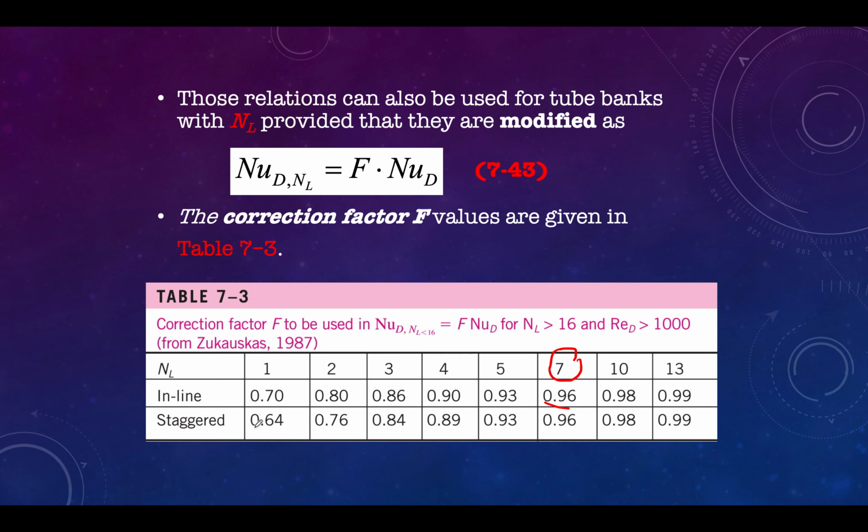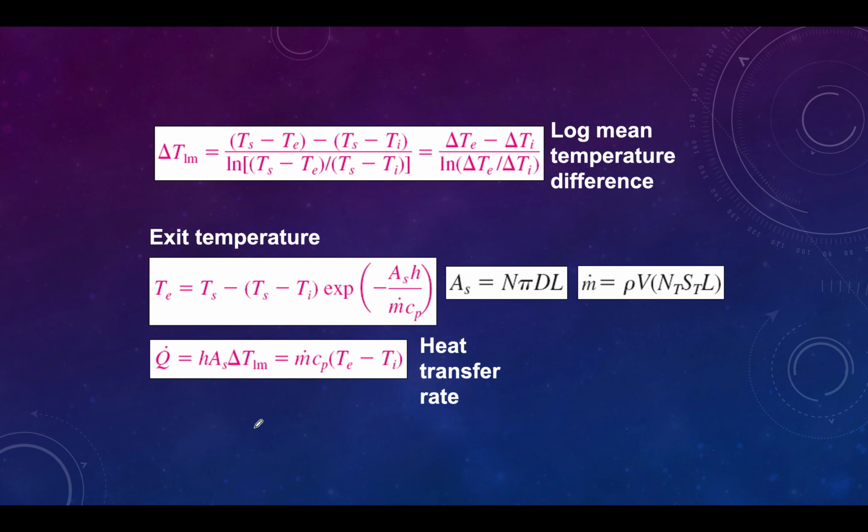Okay, so remember, if your number of rows is below 16, you have another step where you have to calculate by multiplying with correction factors. Okay, so this is the equation.